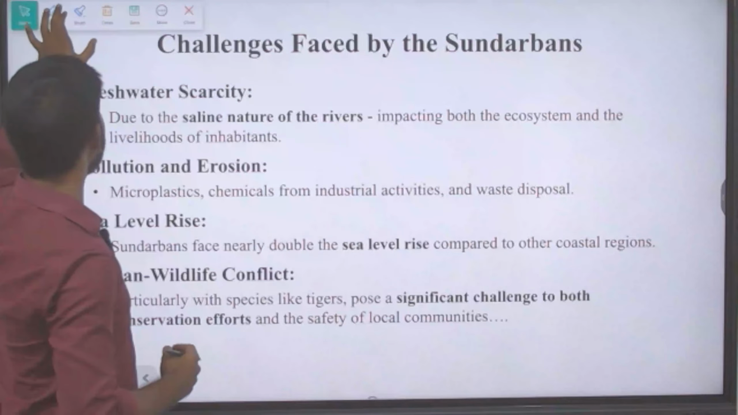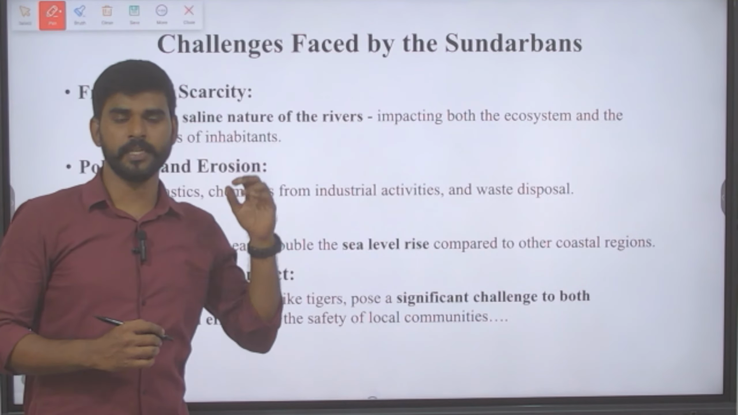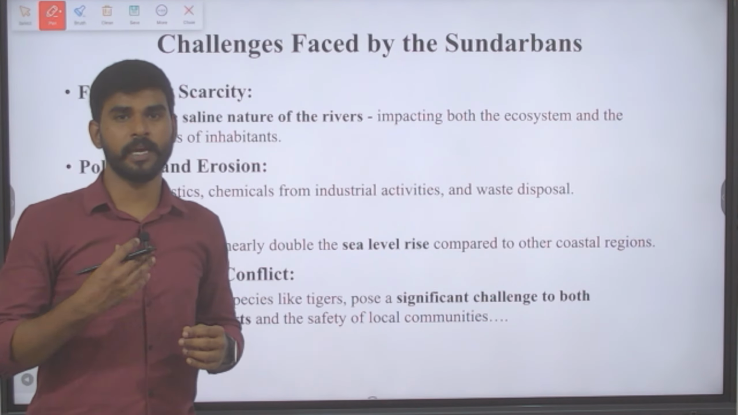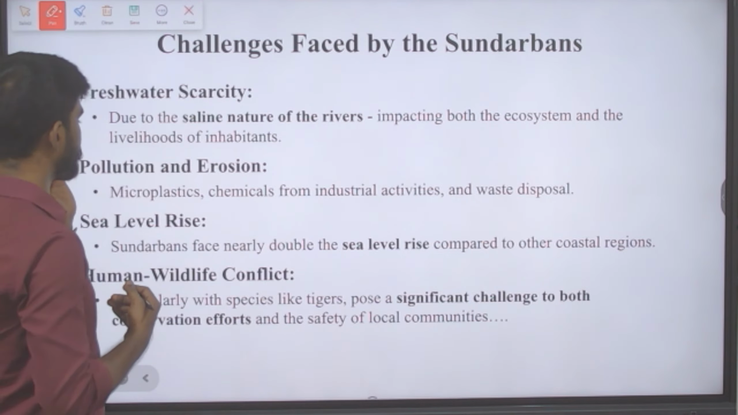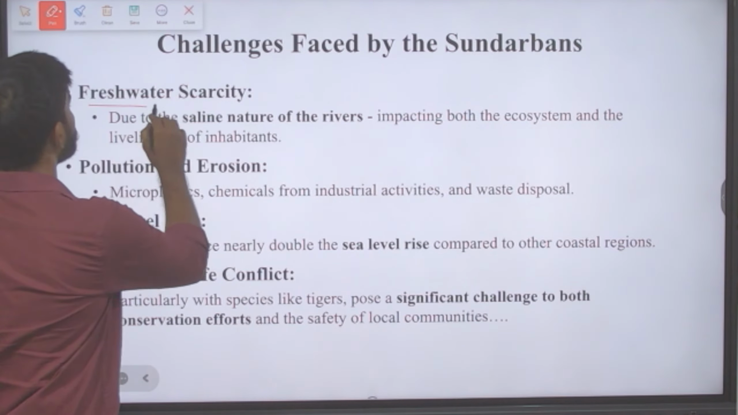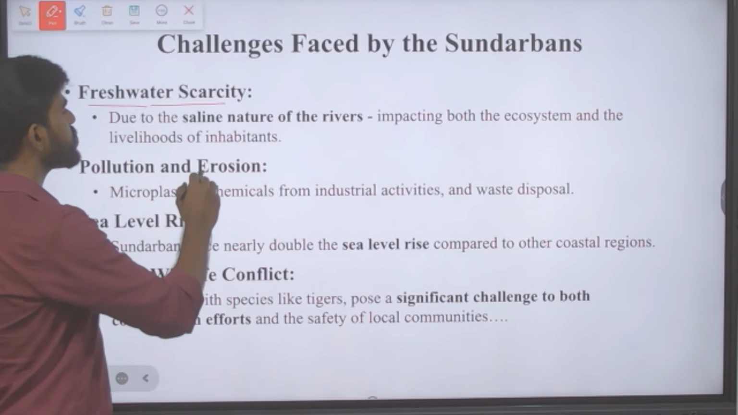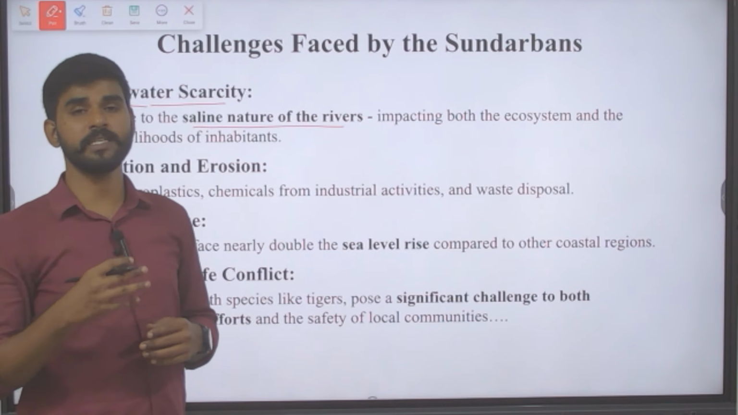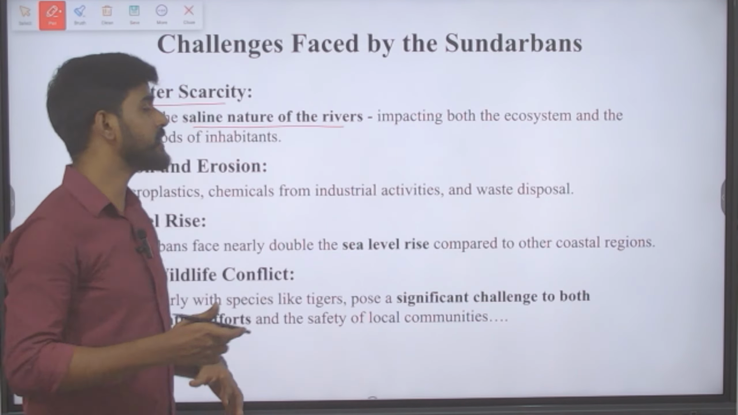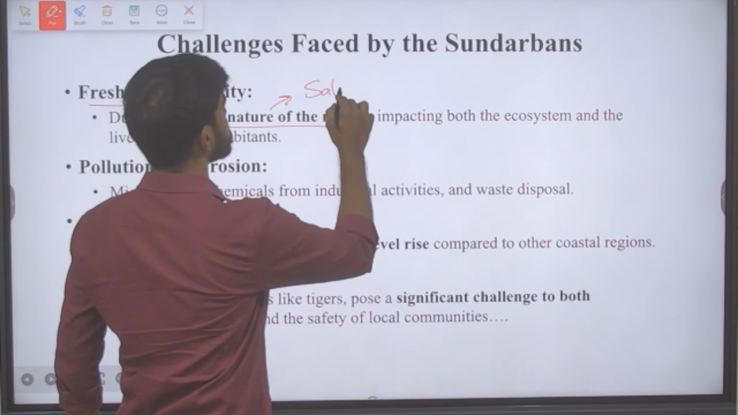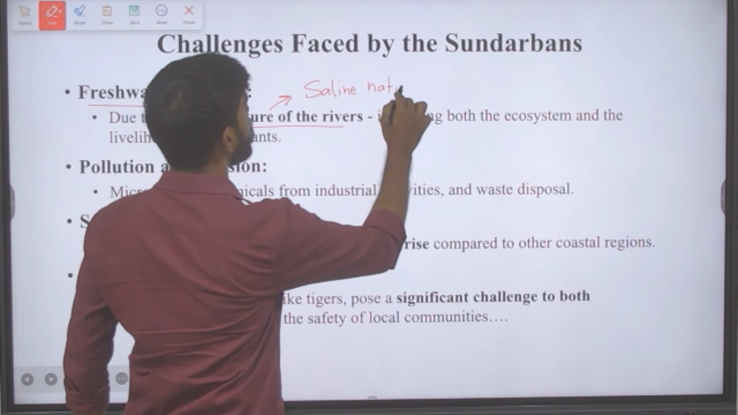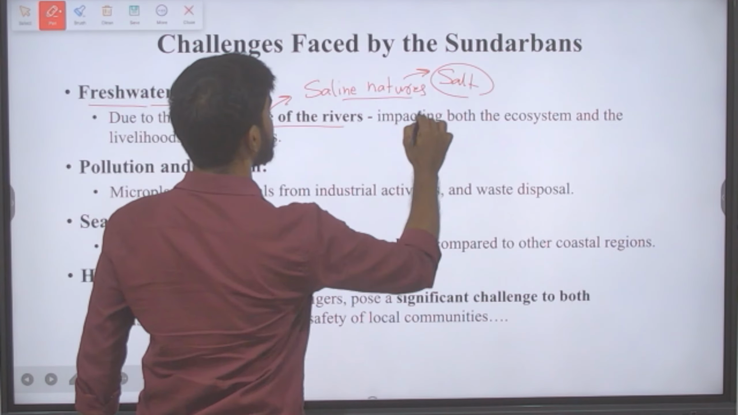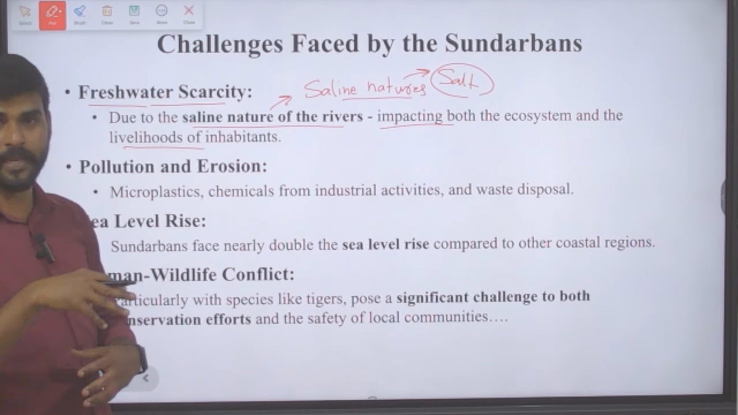What are all the challenges that are faced by Sundarbans? In the initial slide itself, we saw that it faces freshwater availability challenge and other challenges. Let us discuss each one as briefly as possible. So, freshwater scarcity. This is because of the saline nature of the rivers. The three rivers that we saw, Ganges, Brahmaputra and Meghna, all these three are saline in nature, because they are bringing a lot of minerals, salts, in them. Thus it becomes saline in nature, impacting both the ecosystem and the livelihoods of the inhabitants here.